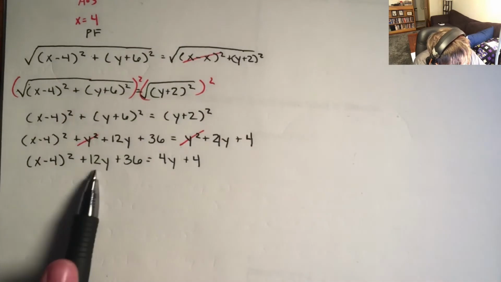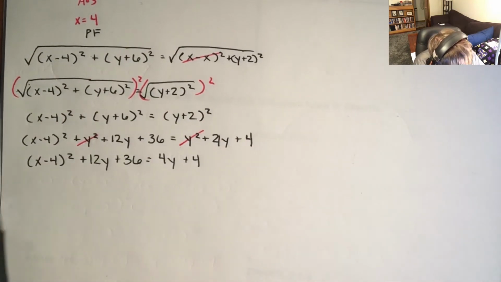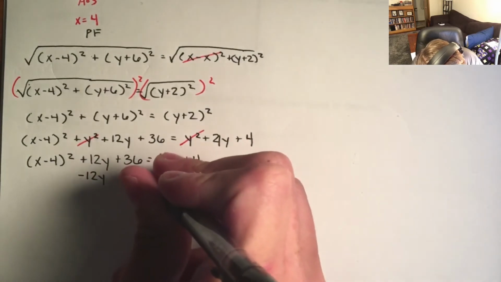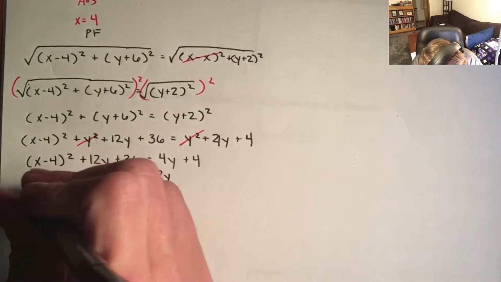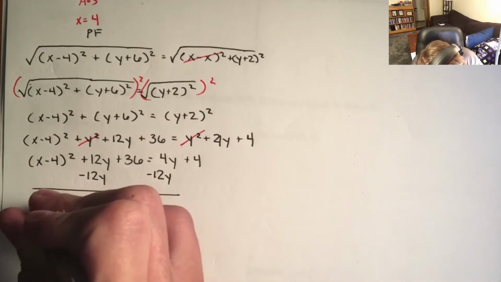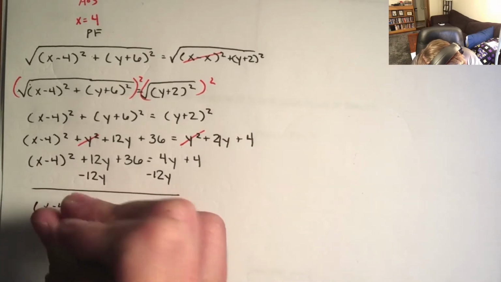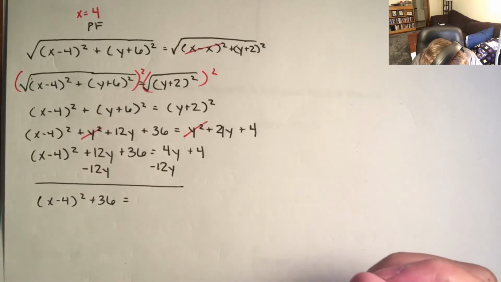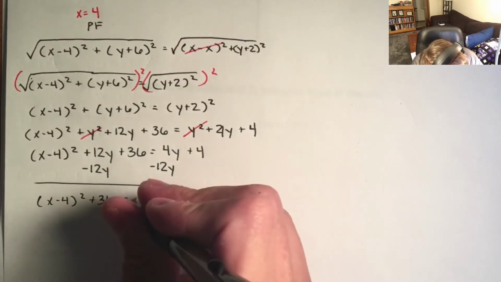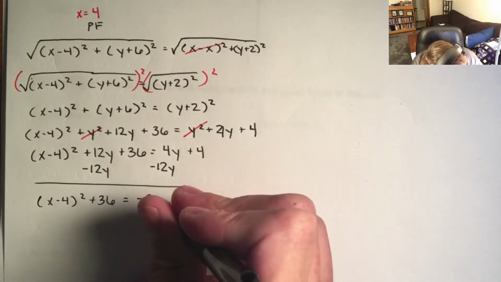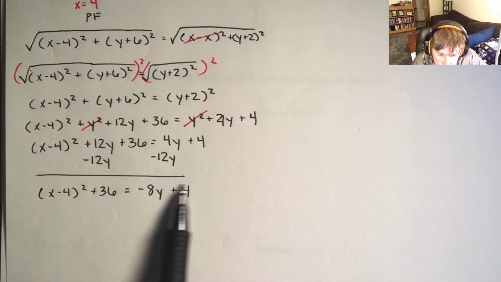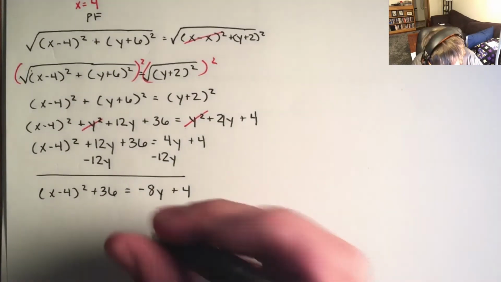Okay, so now I want to move my y's to this side and everything else to the other side. So we're going to subtract 12y to get x minus 4 squared plus 36 is equal to negative 8y plus 4. And then now I need to get rid of this plus 4 by subtracting it off to the other side.